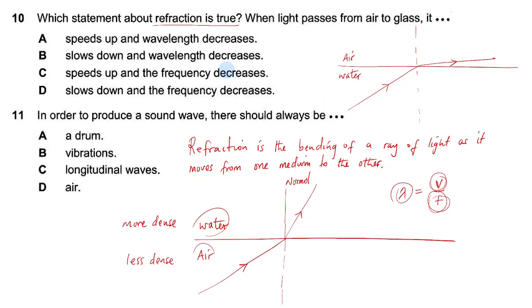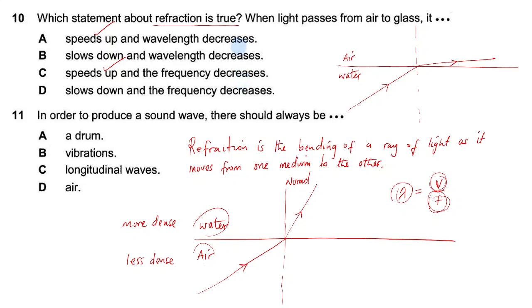When we look at the question, which statement about refraction is true? When light passes from air to glass, then it speeds up. Yeah, so this one is correct about speeding up. It slows down, speeds up. So there are two answers. Now how about wavelength? Wavelength decreases. Here the same only C, frequency decreases. So this is not true.